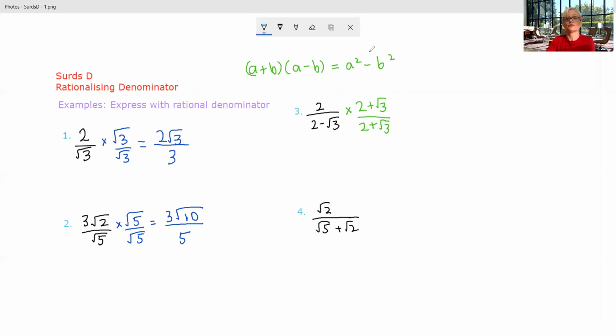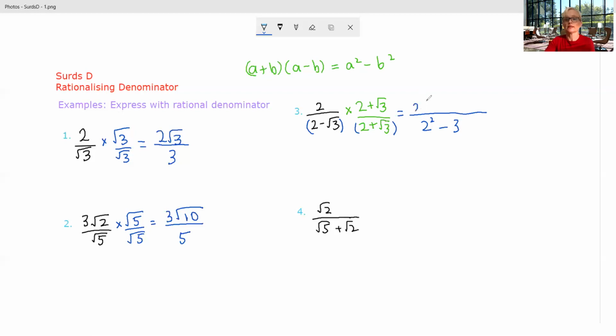That way we have rigged it so that the bottom will end up being 2 squared minus root 3 squared, which is just 3. Let me just say that again. When we multiply out our denominator, this is like our a minus b, a plus b. This is a squared minus b squared. Remember, root 3 squared is just 3.